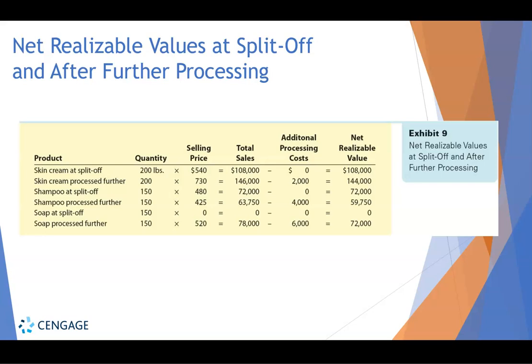You see here the skin cream, there aren't any additional costs. That's the net realizable value. When the skin cream is processed further, then we subtract the additional cost to come up with the net realizable value. Same with shampoo at split off and shampoo processed further, and then the soap processed further. So the soap doesn't, there is no selling price at split off. It has to be processed further.